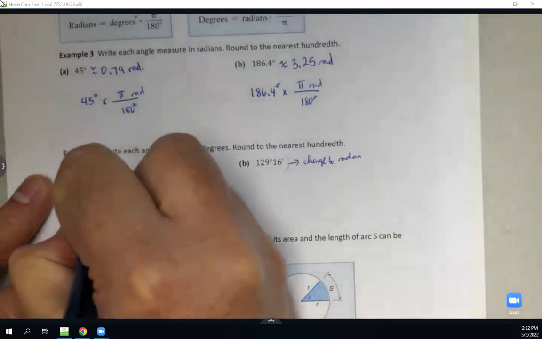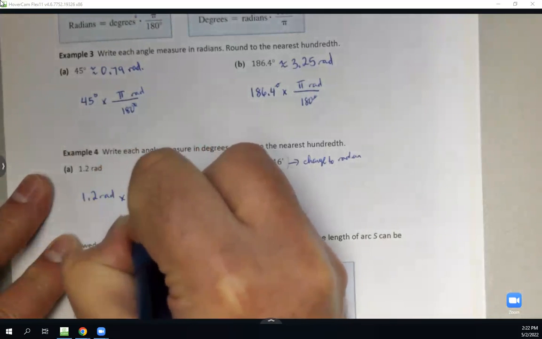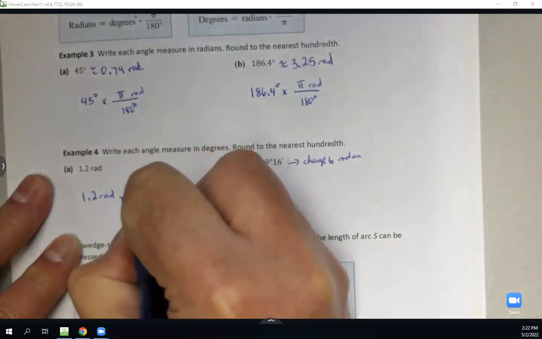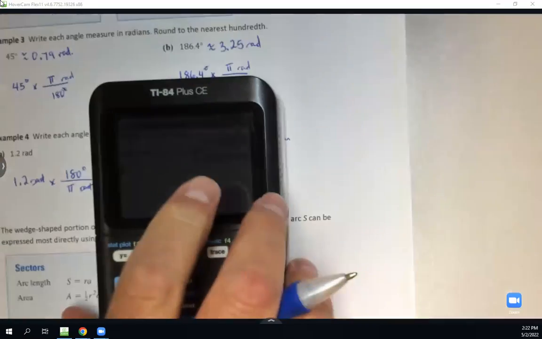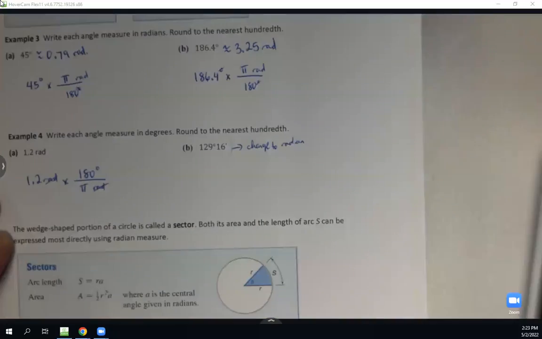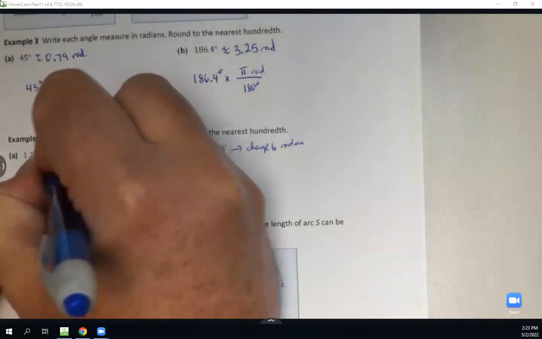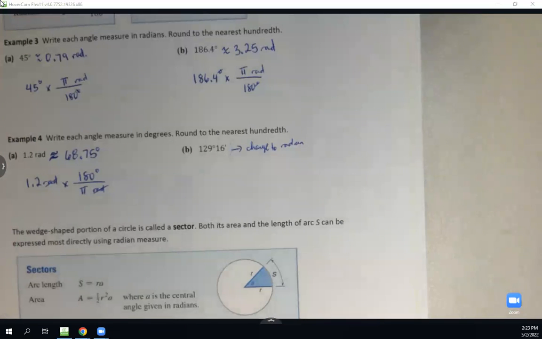So if I have 1.2 radians, again, I'm going to convert to degrees. So 180 degrees over pi radians, that's going to cancel out radians and give me degrees. Okay. So 1.2 times 180 divided by 3.14159. So that's going to be about 68.75 degrees. Make sense?